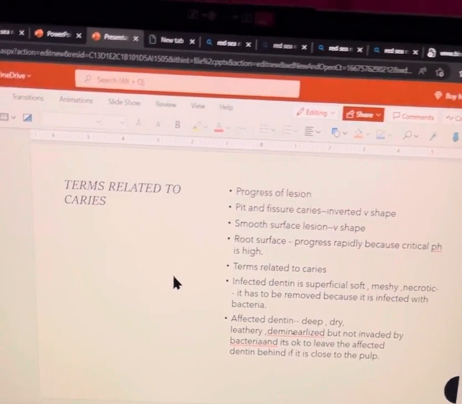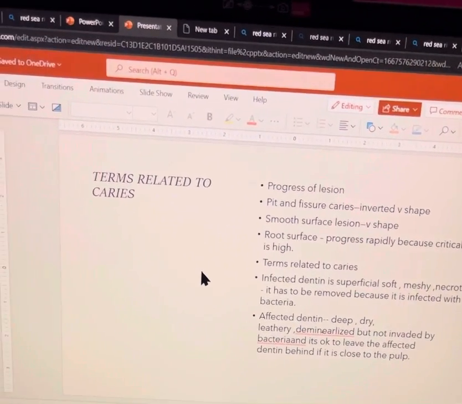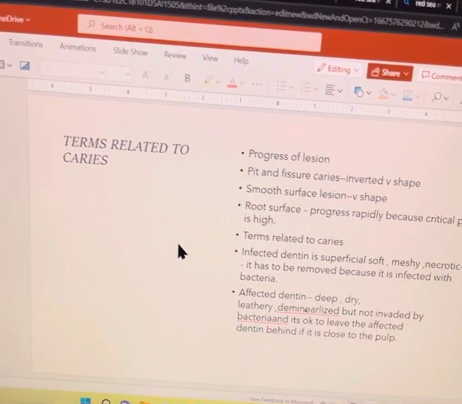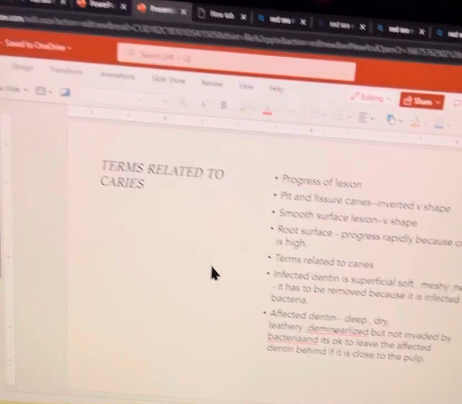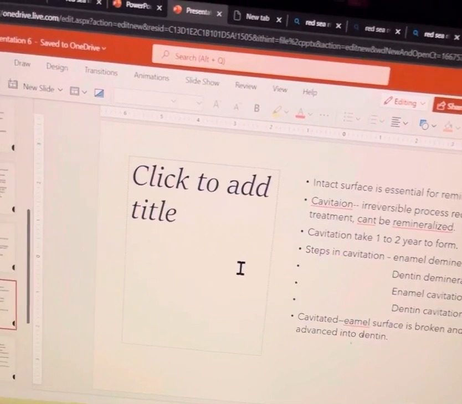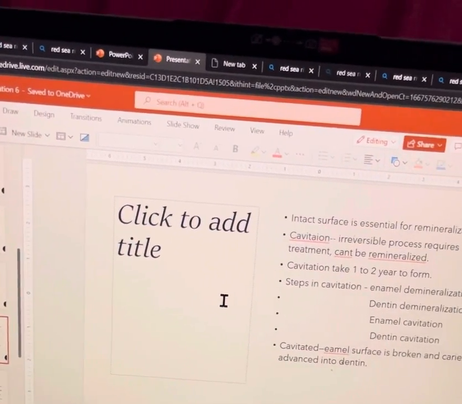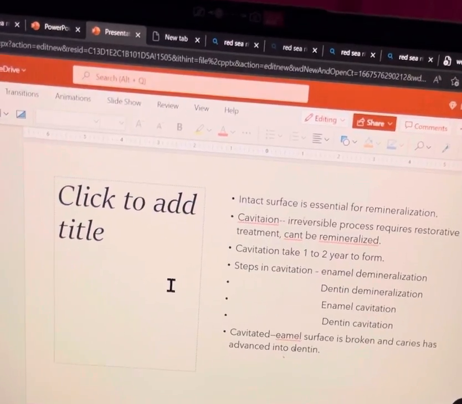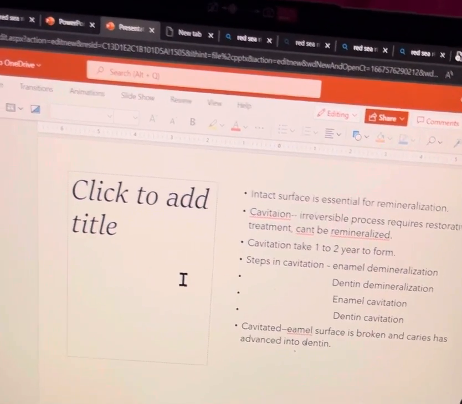When you are trying to remove it, you don't have to apply so much pressure, it can easily come out. Affected dentine, you can leave it if it is close to the pulp and it is not infected with the bacteria.